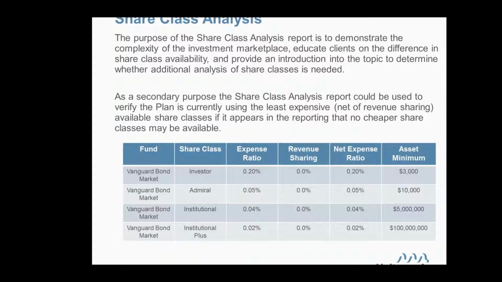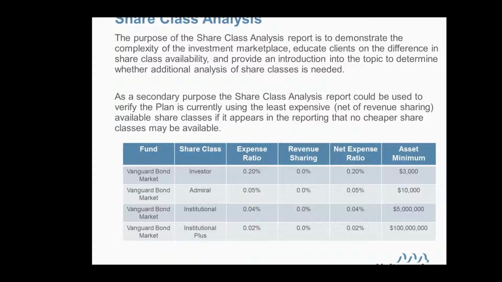I'm often surprised when I take over new clients and they have a simple model like this, and they've got $7, $8, $9 million in a Vanguard fund, but they're still using the investor share class, which is absolutely just leaving 16 basis points of free money on the table.